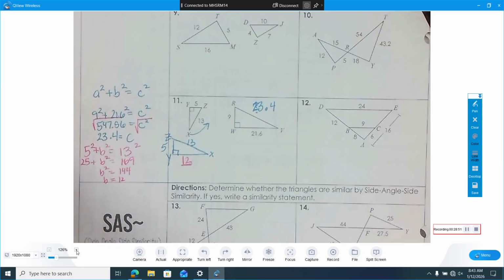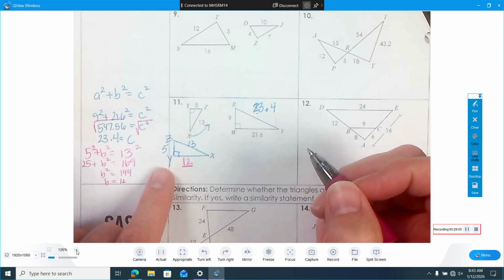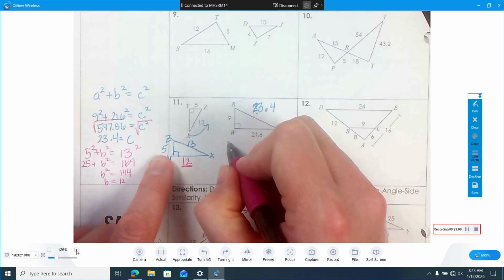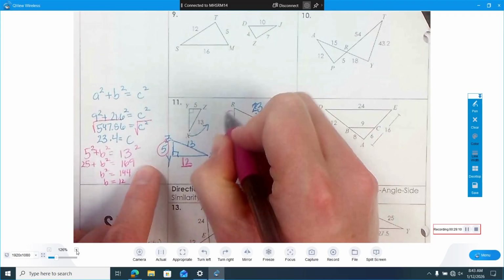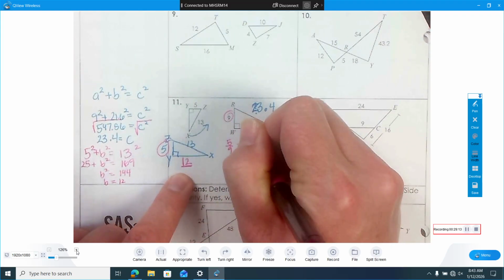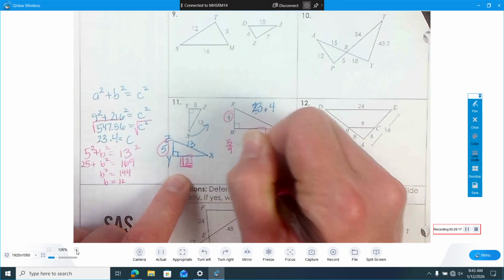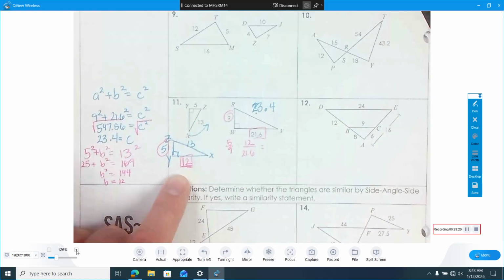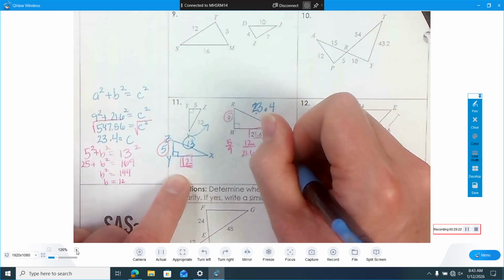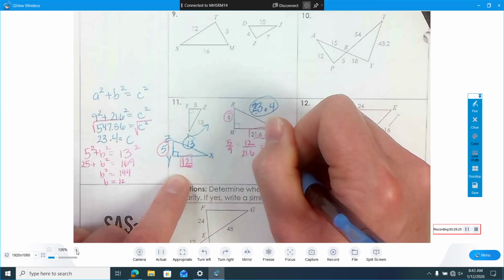Oh, 5, 12, 13. That's called a Pythagorean triple. Nice one. Comes up a lot. There's another, 3, 4, 5. All right. So now we have our third set of sides. So now we can compare our sides. And I'm just going to do short with short. So 5 over 9, and I can do 12 over 21.6. And long with long, so 13 over 23.4.